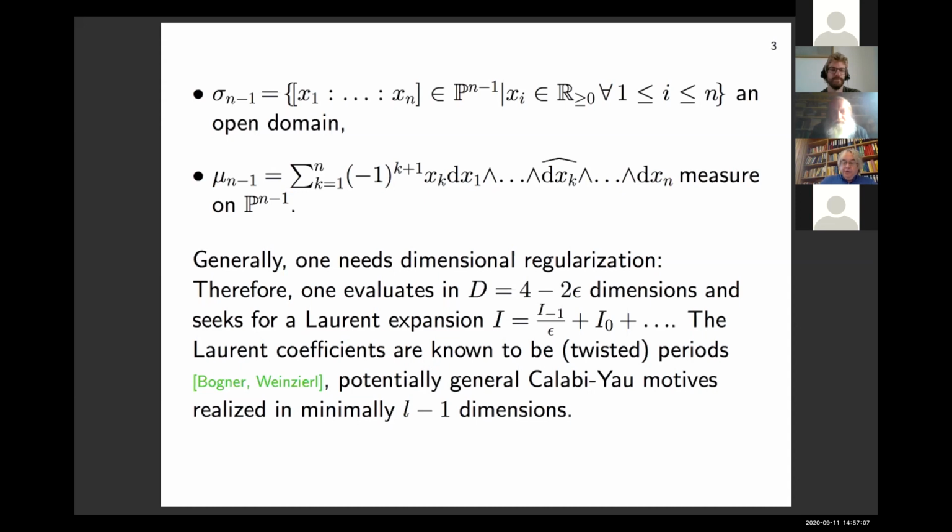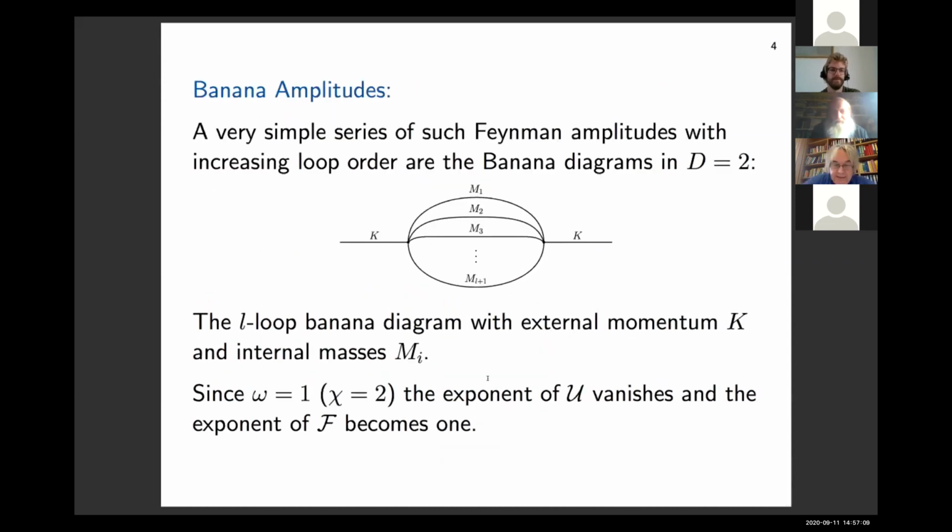I want to give now a very concrete example that has been featured before in the talks, namely a very simple series of such Feynman amplitudes in 2 dimensions. This is the Goldilocks case, because in 2 dimensions the exponent of the graph polynomial in the numerator will be 0, and the one in the denominator will be 1. So we get a fairly standard chain integral on a Calabi-Yau background that we can discuss with methods that come from mirror symmetry. That is more or less what I want to do.